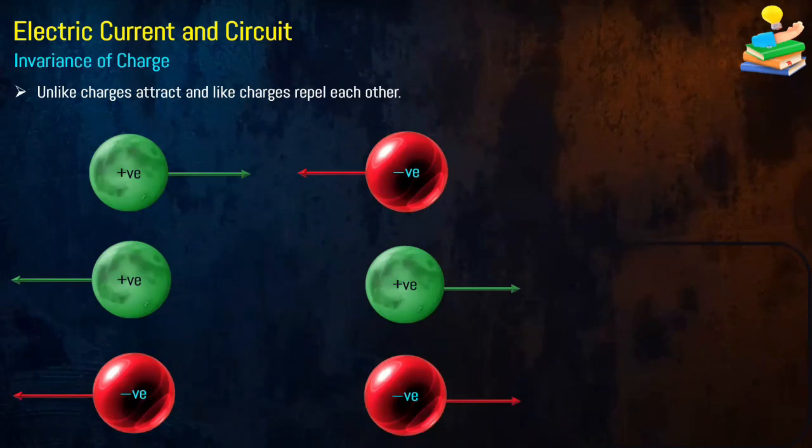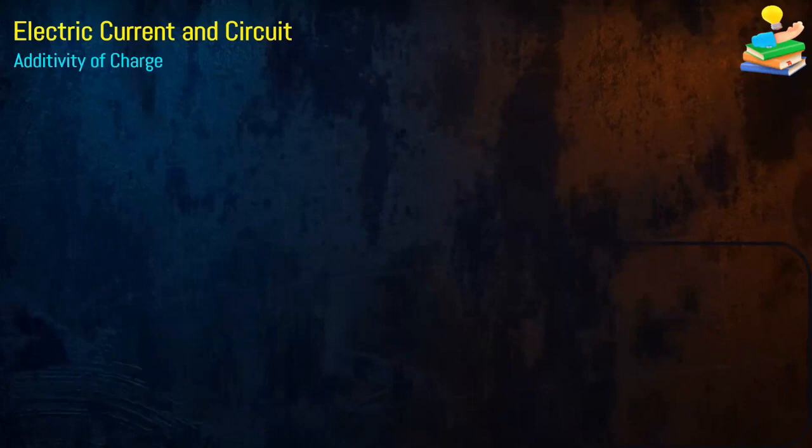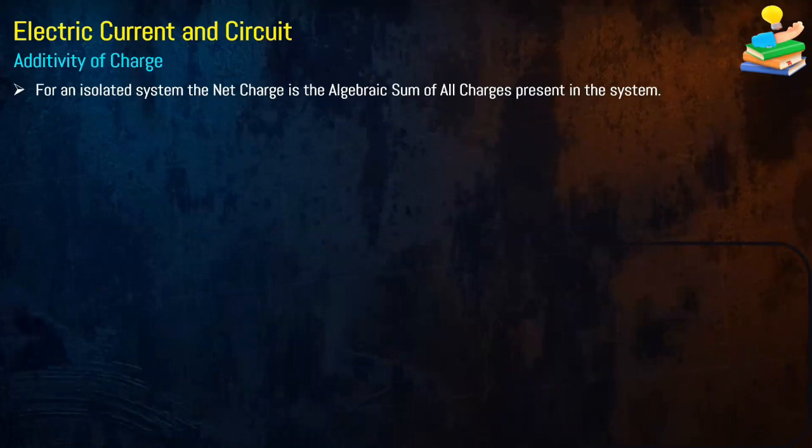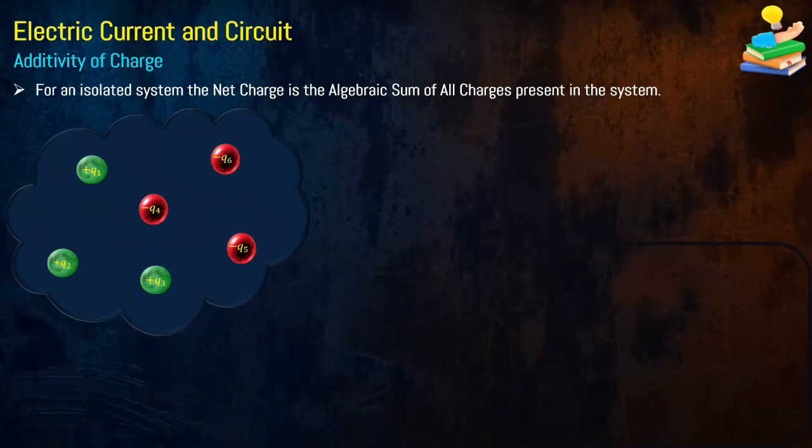We can see the additivity property of electric charge. Additivity of electric charge: to determine the net charge in the system, we need to calculate the algebraic sum of all the charges present in the system. For an isolated system, the net charge is the algebraic sum of all charges present in the system. Here it is an isolated system. It consists of different charges, positive charges and negative charges. Q1, Q2, Q3 are positive charges, minus Q4, minus Q5, minus Q6. These three are negative charges.